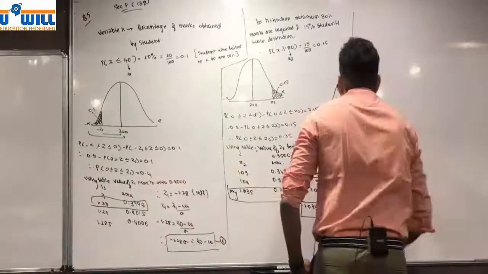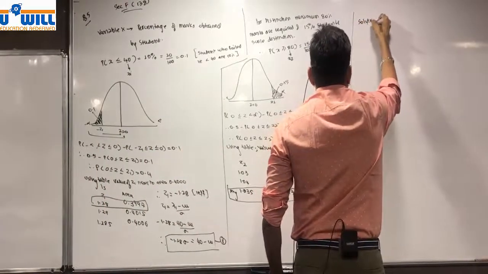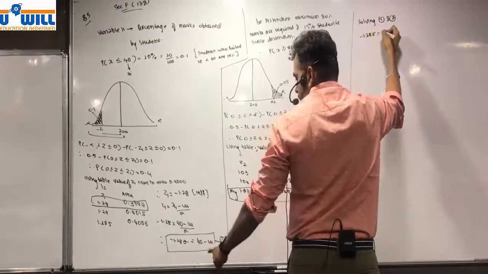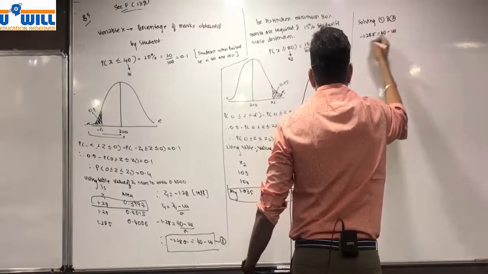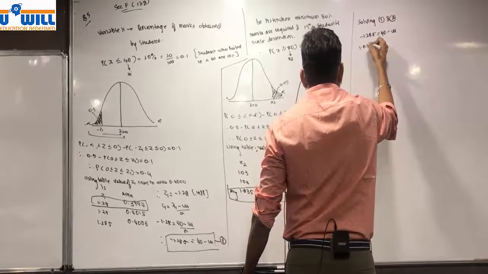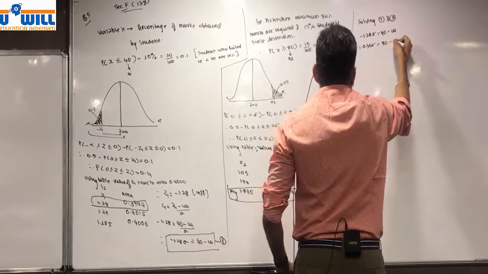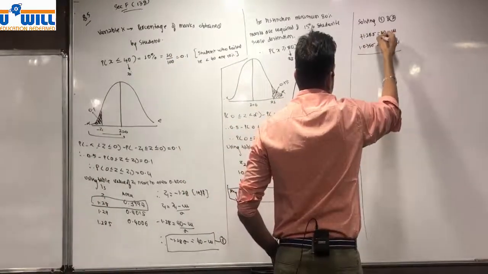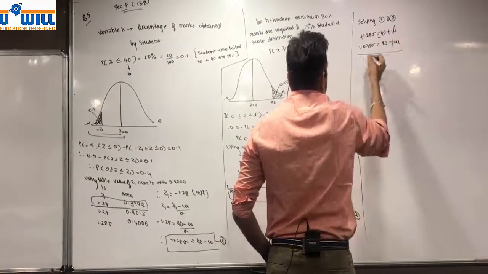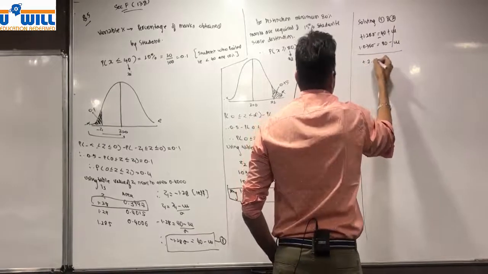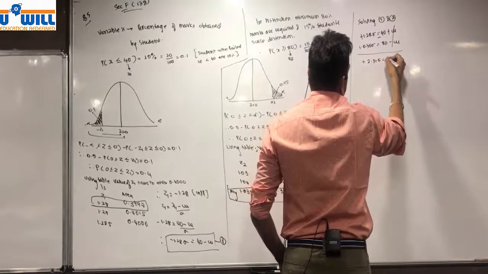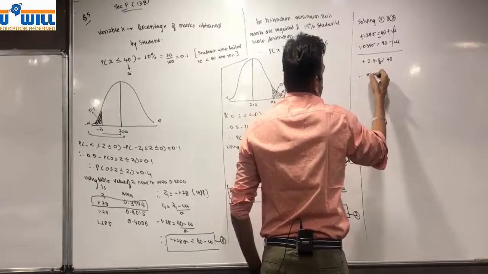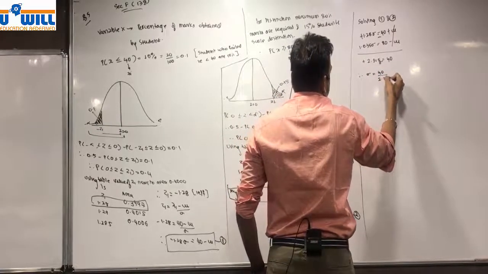So we write over here, solving 1 and 2: minus 1.28 sigma is equal to 40 minus mu and 1.035 sigma is equal to 80 minus mu. The one which is minus, we will make plus; plus becomes minus, minus becomes plus, cancel. So this will be 2.315 sigma is equal to 40. Therefore, sigma is equal to 40 upon 2.315.